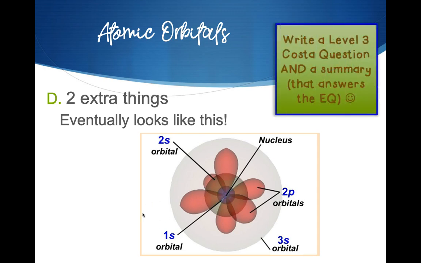All right, go ahead and do a level 3 kind of question. Maybe something like, why do we use this? Defend why we need to know about the details of the atomic orbitals, so you can make that connection. And then your summary should answer our EQ for today.